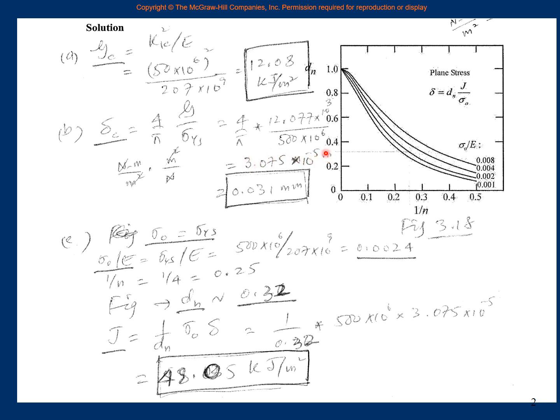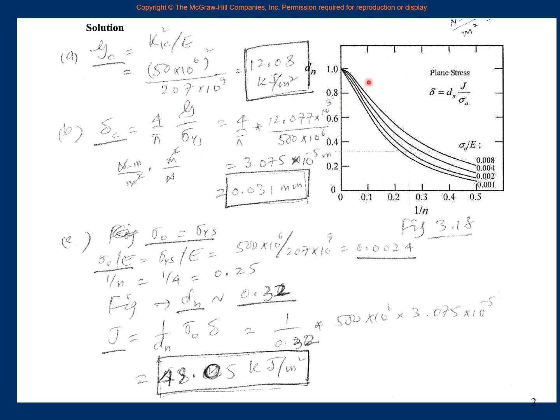But don't leave the answer here. This is a very bad sort of unit. Convert it to millimeters, then it is a reasonable size. This equation you must know. If you had gone through the notes and the book, with Wells theory, this is the value that you find for CTOD in terms of energy release rate.